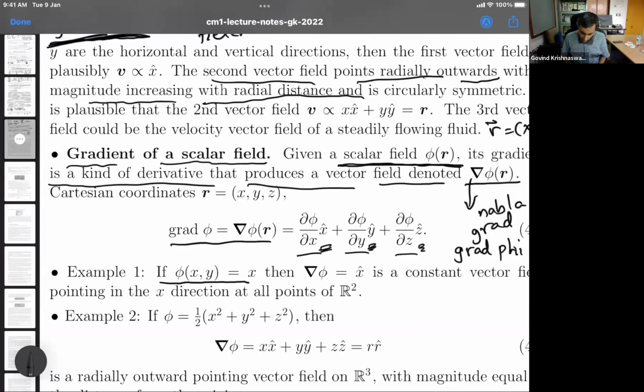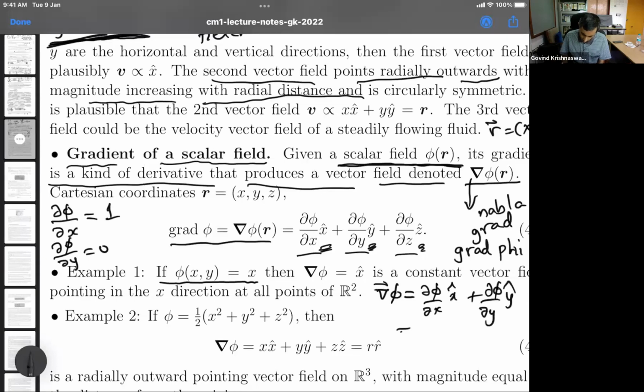Suppose we have a function phi of xy is simply x. Instead of 3 dimensions, let's work in 2 dimensions. Phi of xy is simply x. Let us compute its gradient. The first job is to compute its partial derivatives. So partial phi partial x is 1, and partial phi partial y is 0. I hope you will agree with me on that. Then I assemble these into a vector called grad phi, which will be partial phi partial x times x hat plus partial phi partial y times y hat. And I just insert the coefficients here, 1 times x hat and 0 times y hat. So this is simply x hat.